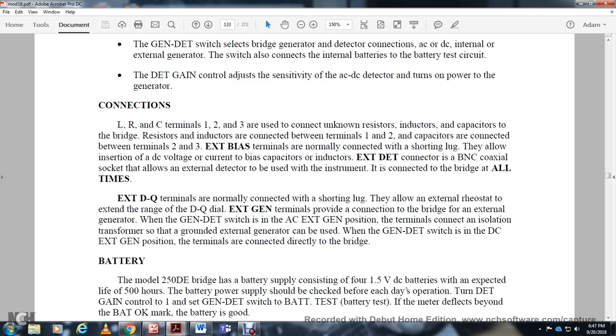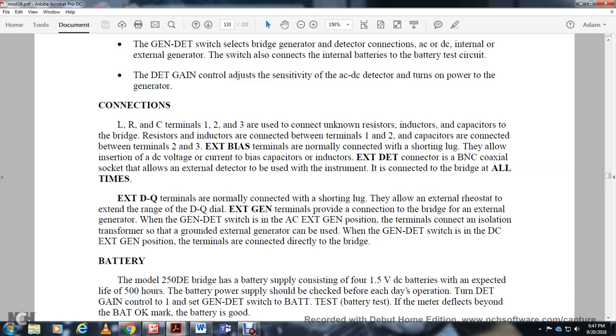Alright, connections. The inductor, resistor and capacitor terminals 1, 2 and 3 are used to connect the unknown resistor, inductor or capacitor to the bridge. Resistors and inductors are connected between terminals 1 and 2, and capacitors are connected between terminals 2 and 3 with the external bias. The terminals are normally connected with a shorting link, which allows inserting DC voltage or current, bypass capacitors and inductors. The BNC coaxial socket allows the external detector to be connected to the bridge at all times.